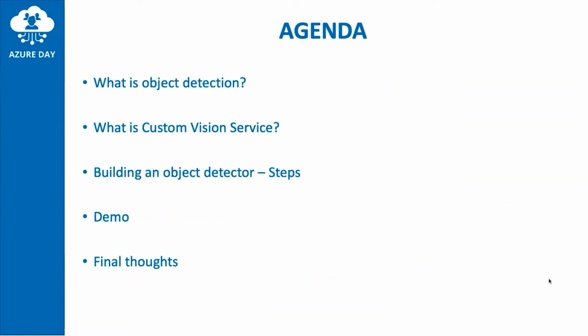Okay, so this is the agenda. First of all, we will talk a bit about what is object detection. Then let's talk about the Azure Custom Vision service. And after that, let's focus on the steps for building an object detector. Finally, let's showcase these steps, these applications. There are a couple of applications that I would like to show you about this object detection solution, and some final thoughts and recommendations. Let's get started with our topic.